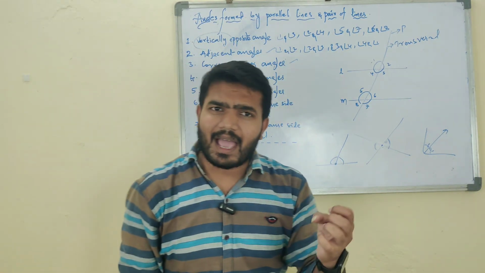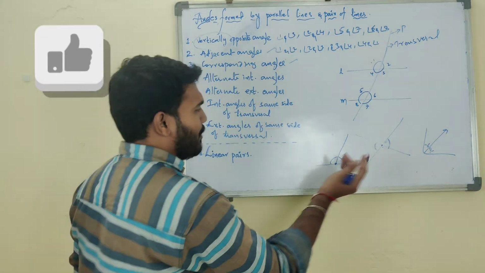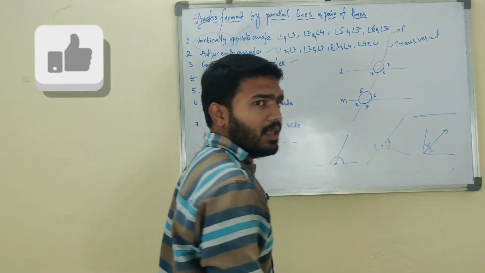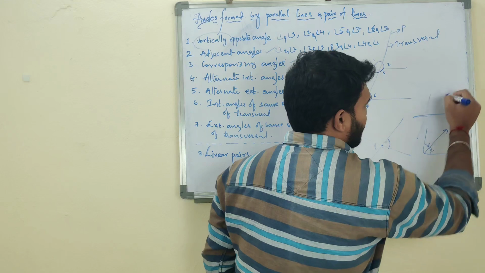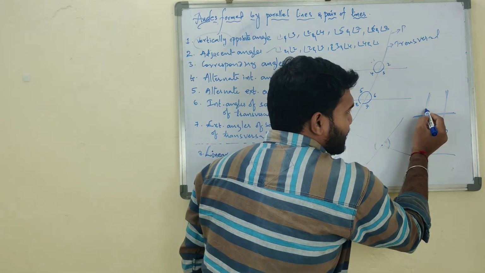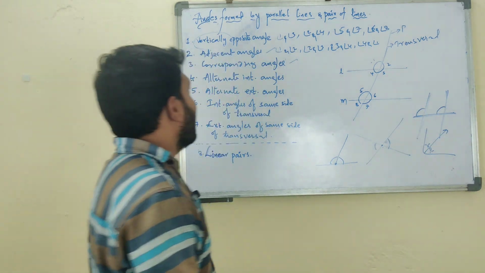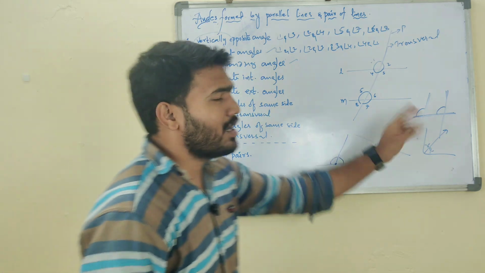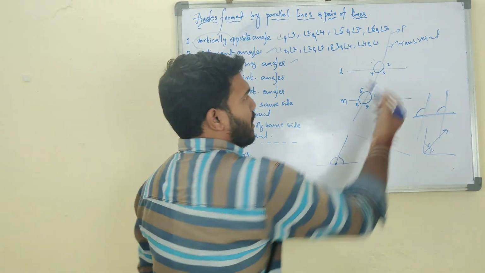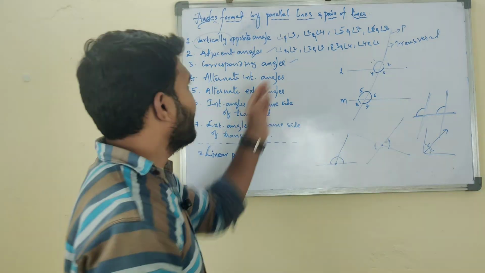Next, corresponding angles. Corresponding means the angles are formed such that one of the angles is formed outside and another one is inside. For example, let's take a line here, and on this line I have considered 2 transversals. Whatever angles are formed at these 2 points are called corresponding angles. Such angles here are 1 and 5, 2 and 6, 4 and 8, 3 and 7. So these are corresponding angles.